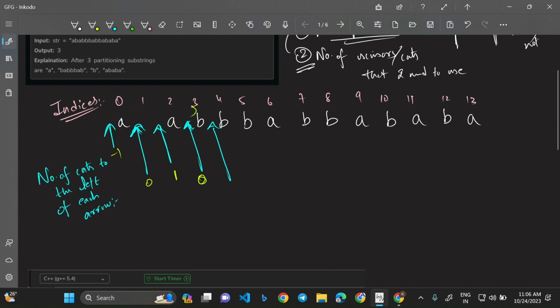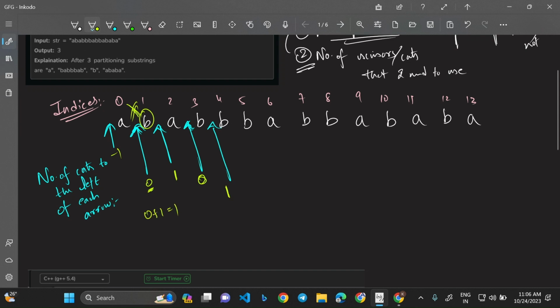But how are we going to get it? I just erased B here. How are we going to get it? I'll ask this particular B: how many cuts were there to your left? It says there were zero cuts to make the string to the left side a palindrome. So I need to make a cut here, and you're saying to the left there are zero. So totally I need to make one cut. Zero plus one equals one.